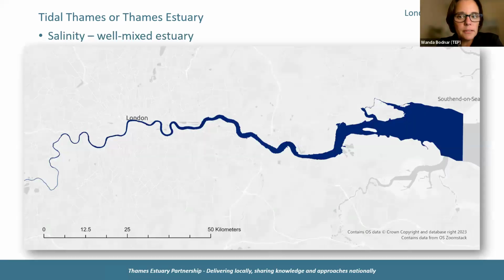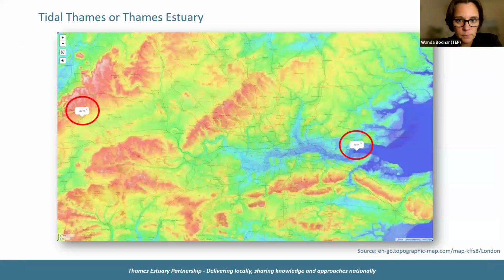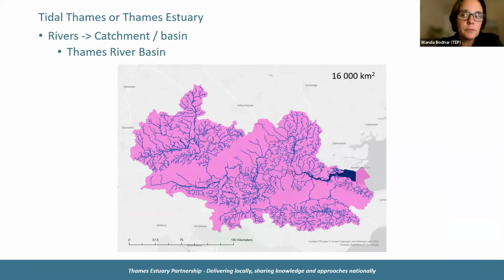In terms of salinity, the Thames is a well-mixed estuary with salinity gradually increasing towards the sea. However, on average, we can distinguish between freshwater, brackish, and salty areas. In addition to the gravitational forces that govern the tides, we also have to account for the 100 meters height difference between the source of the Thames and where it meets the sea, and for all the larger and smaller rivers that flow into the Thames. So the Thames is the main river that collects other rivers within this area, and this is what we call the Thames River Basin.